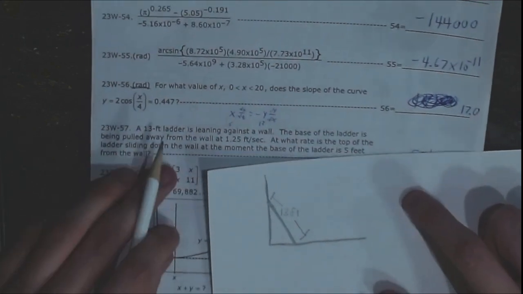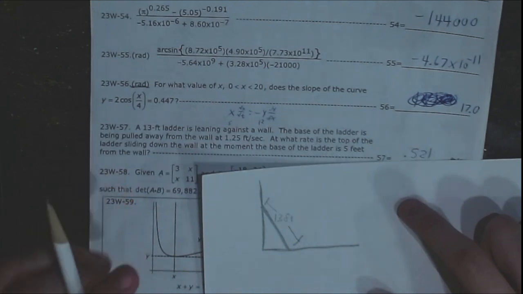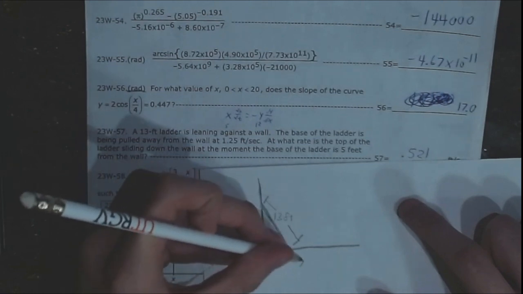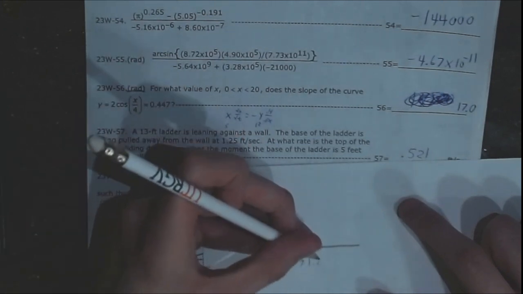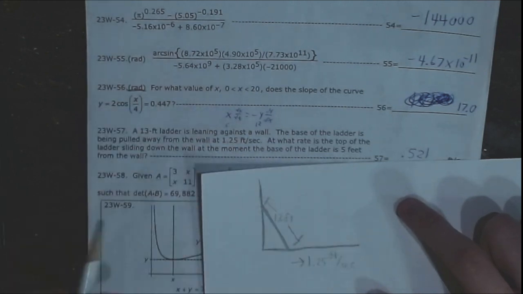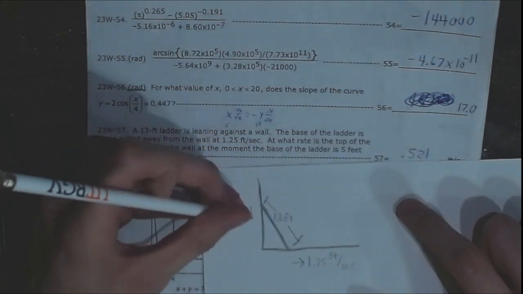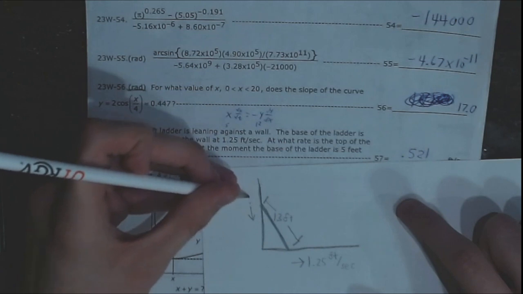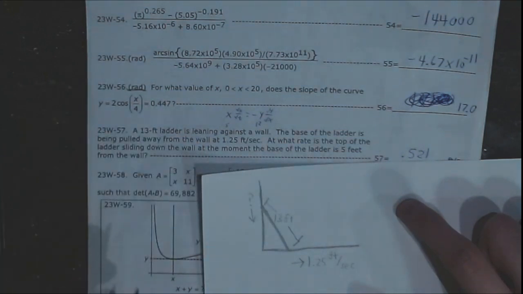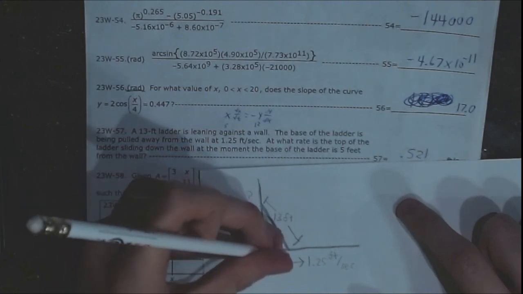Okay, so this is a 13-foot ladder leaning against the wall. The base of the ladder is being pulled away from the wall at 1.27 feet per second. At what rate is the top of the ladder sliding down the wall? I want to know what that rate is. At the moment, the base of the ladder is 5 feet away from the wall. It's like 5 feet here.